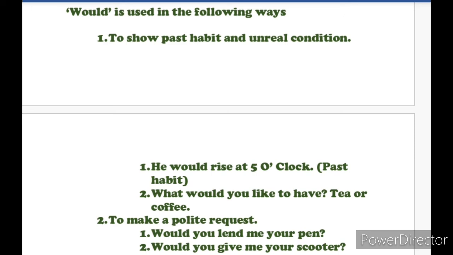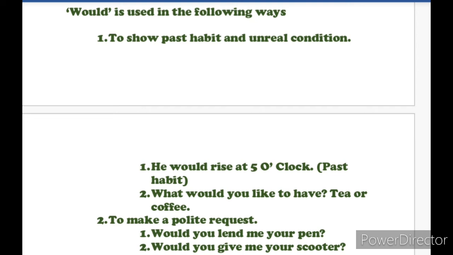Then again, the next modals are should or ought to. So should is used to express duty or obligation. For example, the teacher should teach us. Here, the teacher's duty is to teach us. So there should is used. Then second, I should respect you because you are my teacher. So in this sentence there is a sense of obligation.